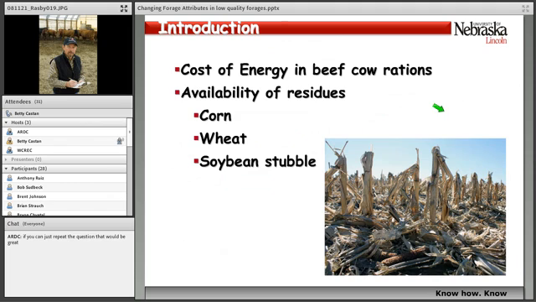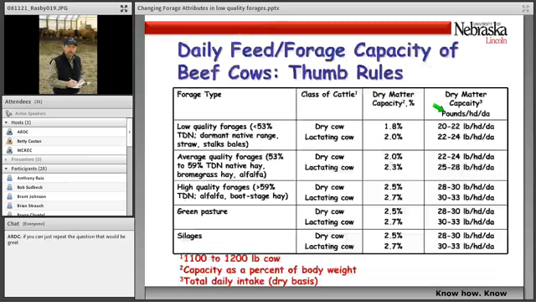When you take a look at annual cow costs for the cow-calf producer, feed costs make up about 65 to 70% of cow costs. When you think about feed costs, the primary component for the cow-calf producer is energy. So a lot of that 65 to 70% of annual cow cost is basically wrapped up in energy. And cost of energy over the last few years has increased quite a bit for the cow-calf producer. From a Nebraska standpoint, what we have available is corn residue, wheat straw, as well as soybean stubble to work into that cow-calf feeding program.